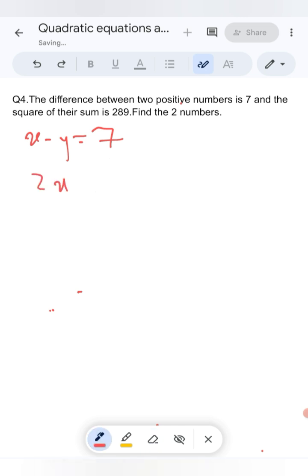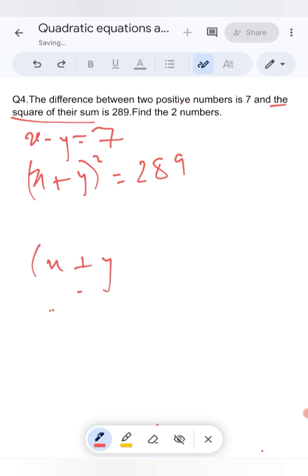It was said to us that the square of their sum is 289, right? So x plus y whole square is equal to 289. Students, please make sure that you are looking at this English correctly. English of the question matters a lot. The square of their sum and the sum of their squares are different from each other. The square of their sum means x plus y whole square, and the sum of their squares means x square plus y square. Keep that in mind.